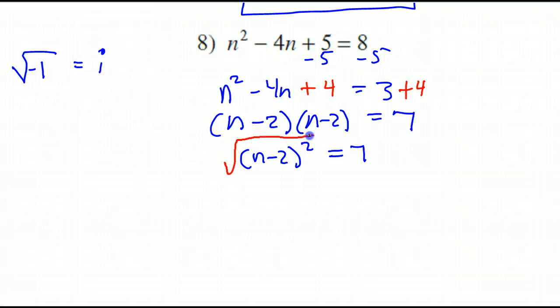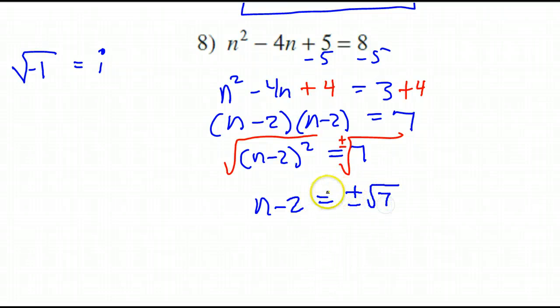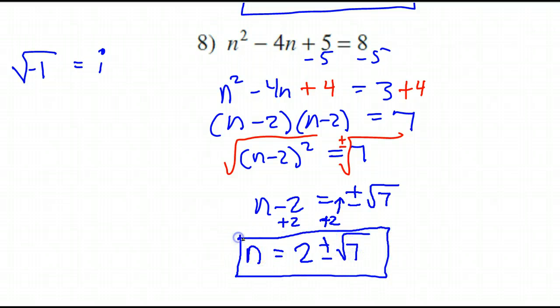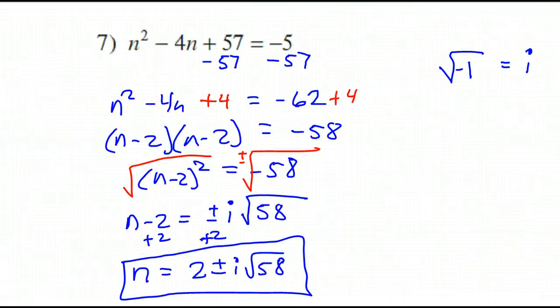Then I can take the square root of both sides. Don't forget your plus or minus. And then I will have n minus 2 equals plus or minus the square root of 7. Then add 2 to both sides, being sure to put it in the front. So that will give me n equals 2 plus or minus radical 7. Okay, let's find number 9.